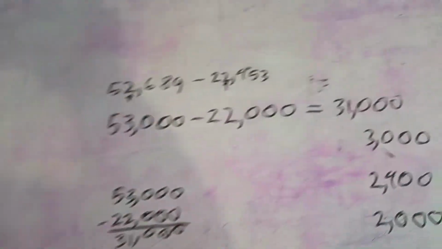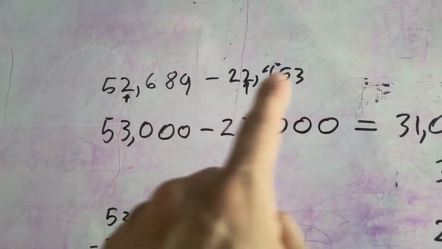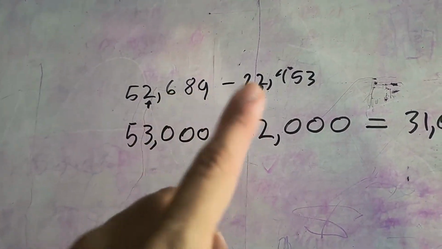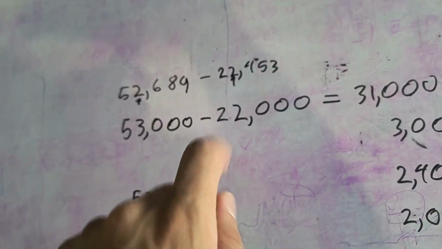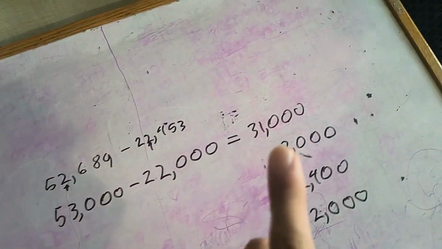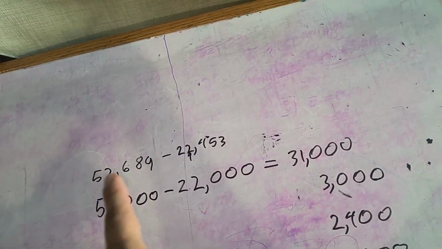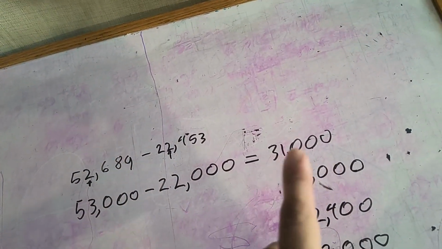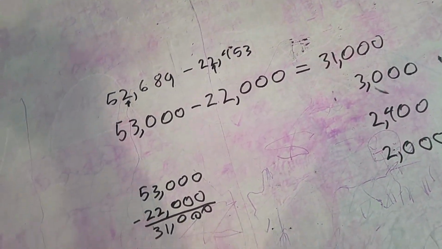Remember, this is not the exact amount. This is the estimated amount. We rounded these numbers to the nearest thousands to get an estimation of what this would be equal to. If we were to do the actual subtraction, it would be a different number, but this is an estimation when rounding to the nearest thousands.